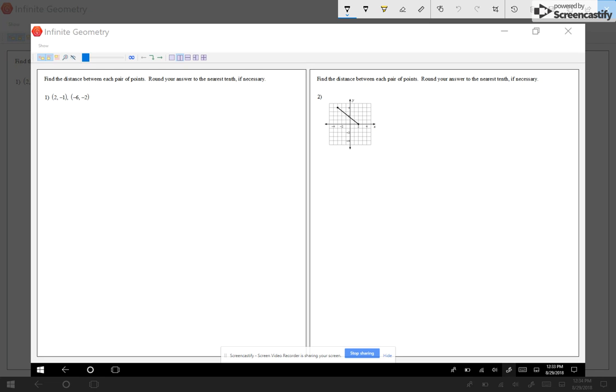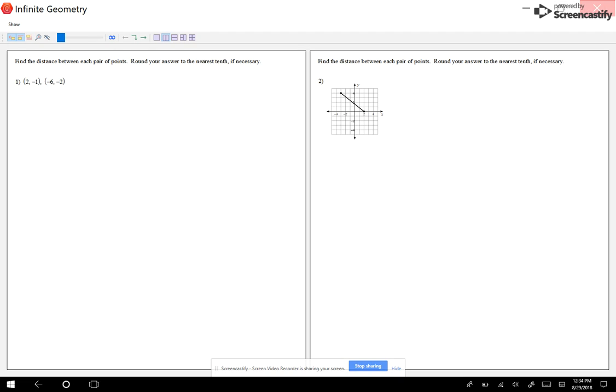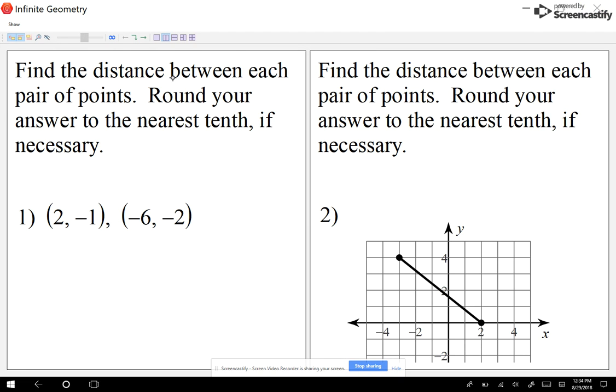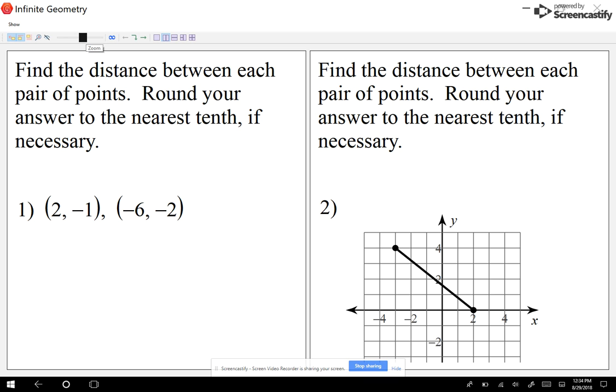So let me actually take a look at the work. Let me just maximize the question here. I'm going to say find the distance between each pair of points. Round your answer to the nearest tenth.